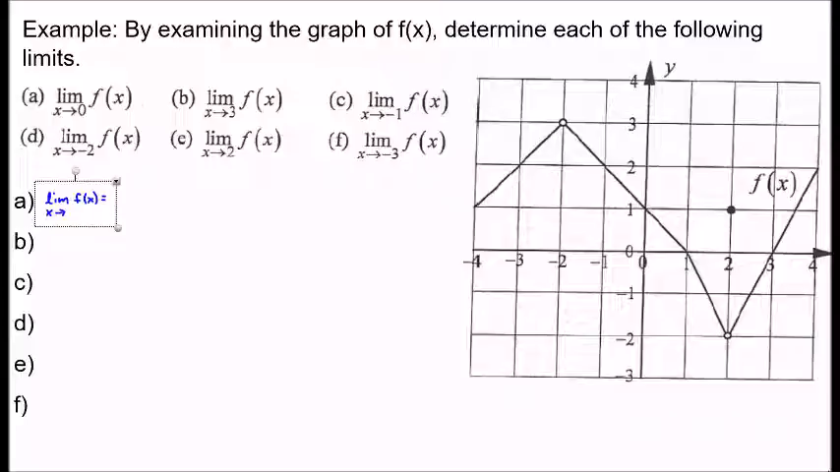In this example, we are going to examine the graph in order to determine each of the following limits. The first limit is asking us to find the limit as x approaches 0. So I'm going to look at my graph and see, as my x values get closer to 0, what is my y value getting close to? In this case, as x is approaching 0, my y value is getting close to positive 1. When I do this for b, we are going to be approaching 3 instead. As x approaches 3, I'm approaching a y value of 0.